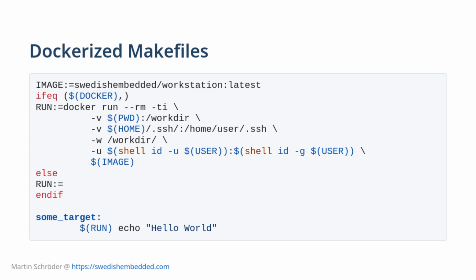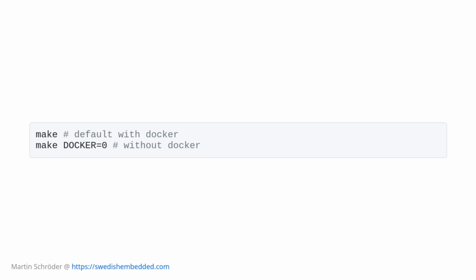So we can then use this by simply referencing this run variable and providing the command we want to run inside Docker. And make will automatically then expand this to the full Docker command. And this makefile will basically build by default inside Docker. And then if we set Docker to 0, then it will build using normal commands.